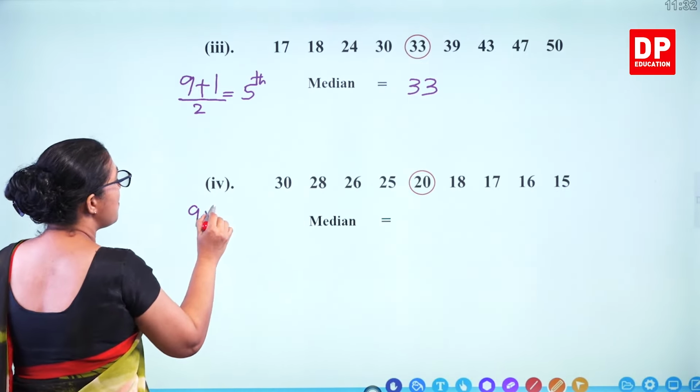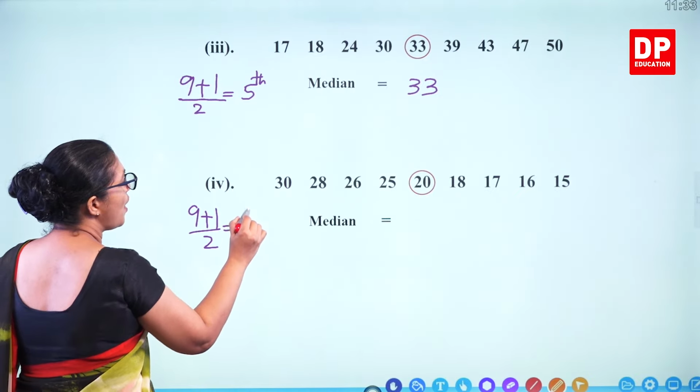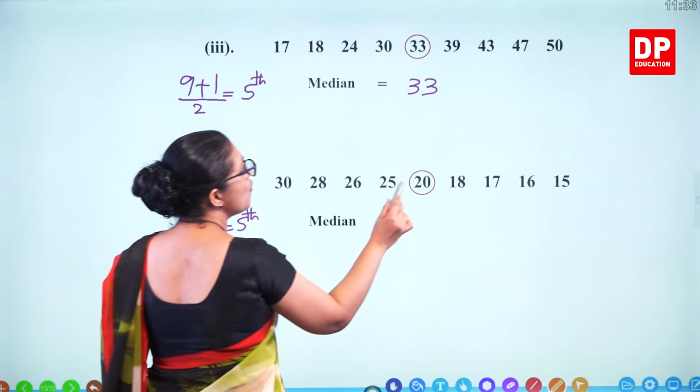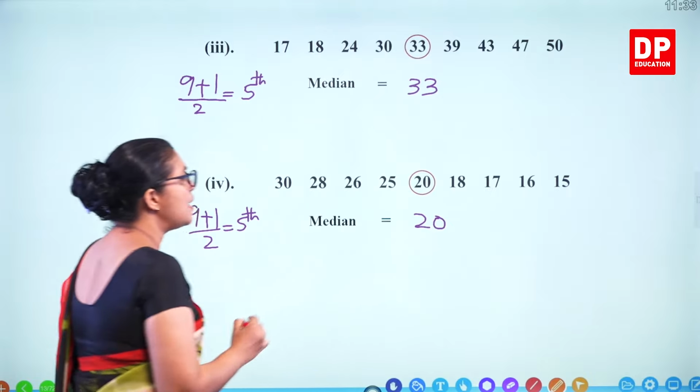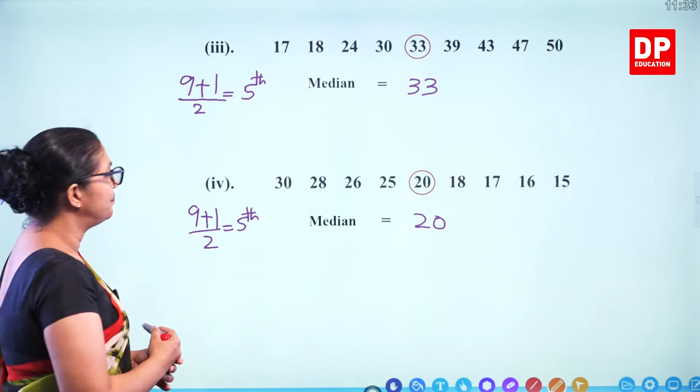1, 2, 3, 4, 5, 6, 7, 8, 9. 9 plus 1 divided by 2, that means the fifth one. 1, 2, 3, 4, 5. 20 is the median value.